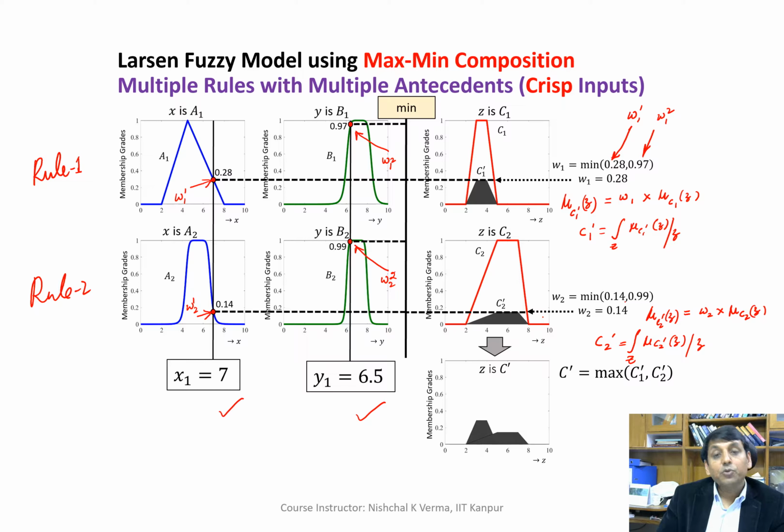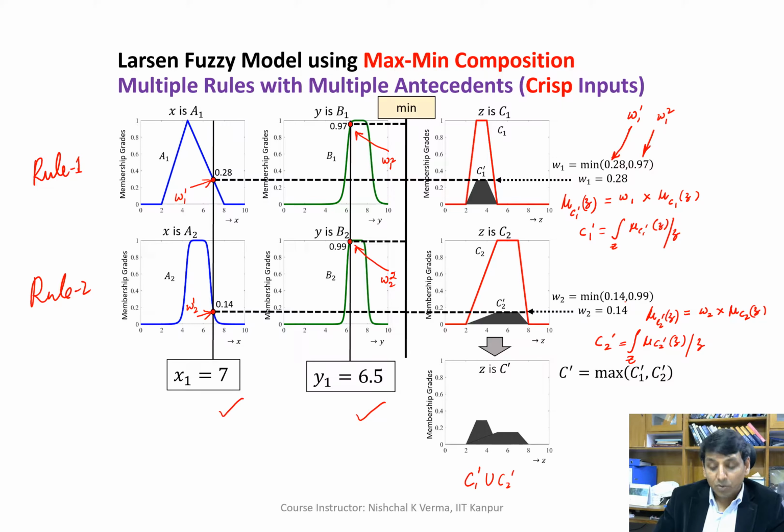Now, since we are using here the max min composition, the outputs corresponding to rule number 1 and rule number 2 are unionized, means the union of the two outputs is taken. So C1 dash union C2 dash is the output that we get when we take union. We combine these two, so either we call this the union or we take the max. So this is nothing but the union of the two outputs corresponding to rule number 1 and rule number 2.